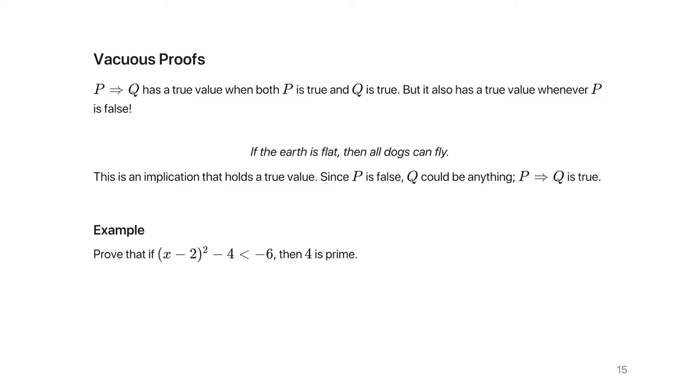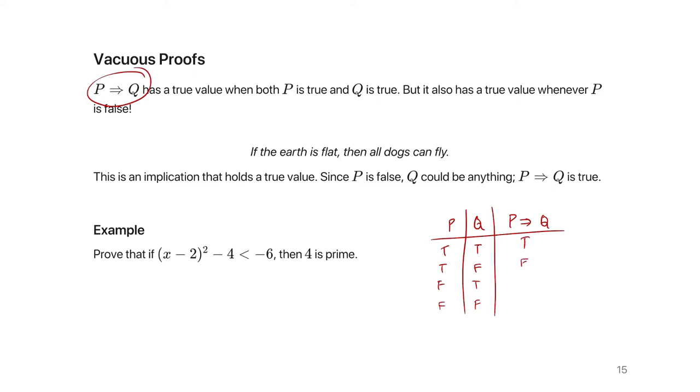In 99% of the cases, we will assume that P is true and then show that with that information Q is true. But that implication also happens to hold true whenever P is false. Remember, we can go back to the truth table, which should seem familiar by now. We had TTTF. And this is what that looked like. So it holds true in the standard case when both P is true and Q is true. It also holds true whenever P is false.